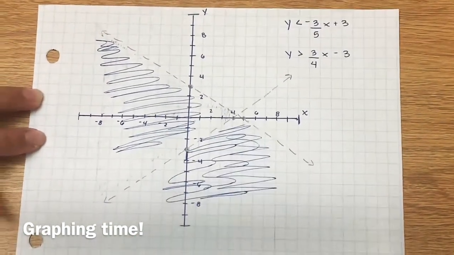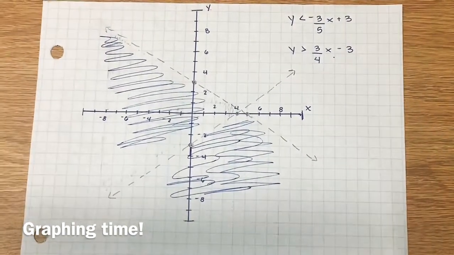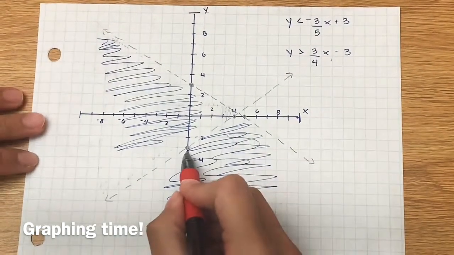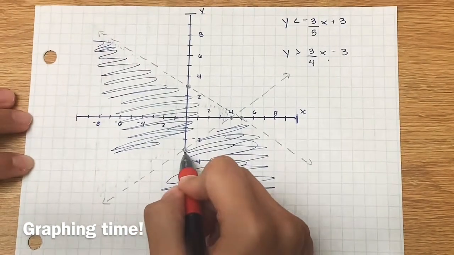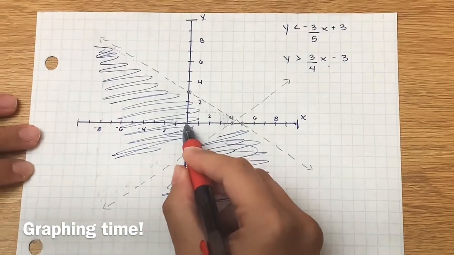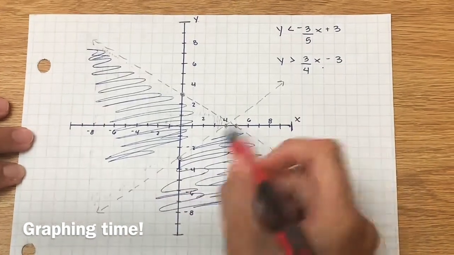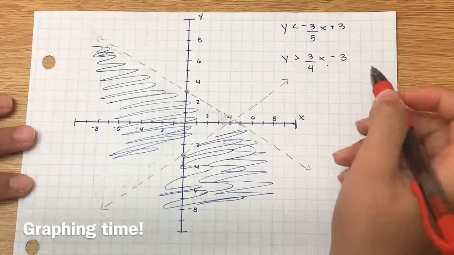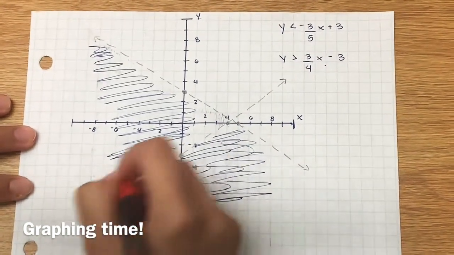And then for your second line, you have y is greater than 3 over 4x minus 3. Just going to change colors. So you're going to graph the y-intercept, which is negative 3 down here. And then because it's a positive 3 over 4 for your slope, you're going to go up 3 times. So 1, 2, 3. And then to the right 4 times. 1, 2, 3, 4. And then you're going to draw your line through those 2 points. And then because it's y is greater than 3 over 4x minus 3, you're going to shade above this line.